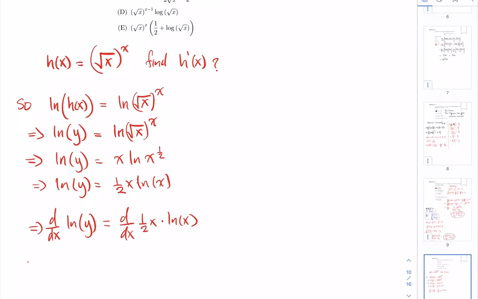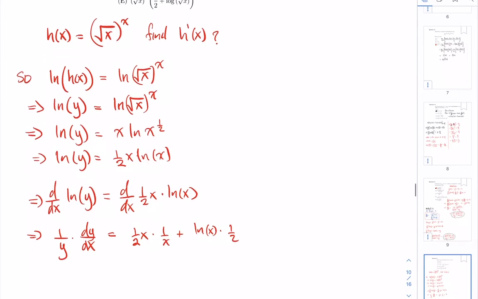Which means we have 1 over y times dy/dx, where we're performing implicit differentiation, equals half x times 1 over x plus ln x times a half. So now, what do we end up with? We end up with dy/dx equals y times half plus half ln x.